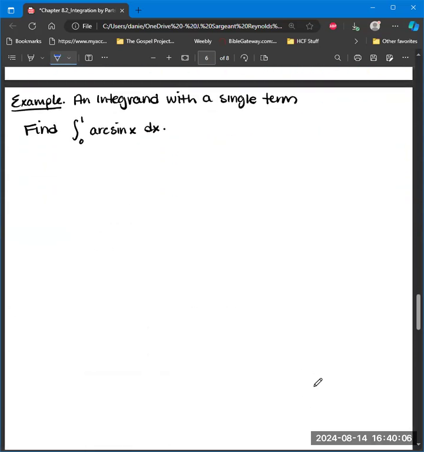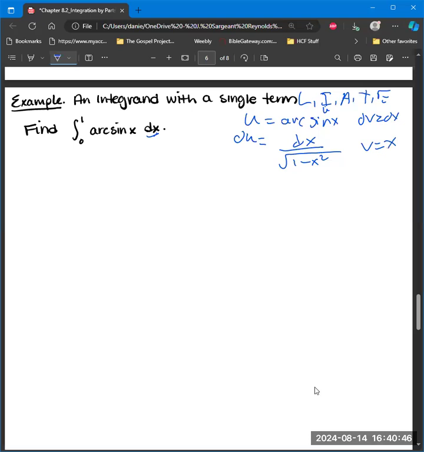Now an integrand with a single term, well, we know that that arc sine has to be u from LIATE. We don't know how to integrate that. That has to be u. So the dv just has to be the dx. So when we take du, we get 1 over the square root of 1 minus x squared dx. V is going to be x.